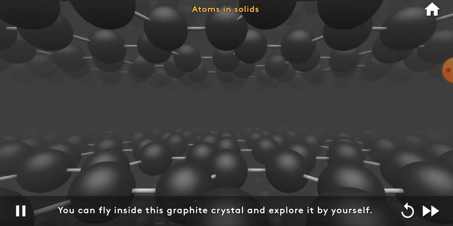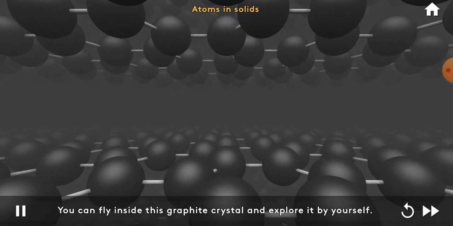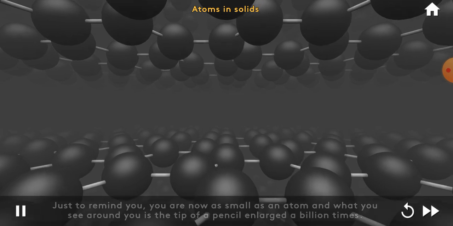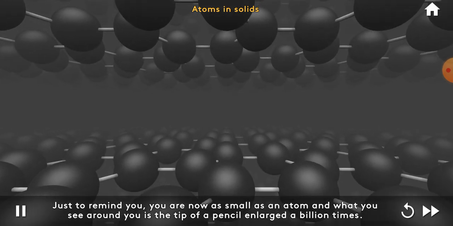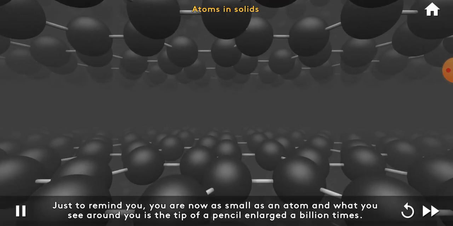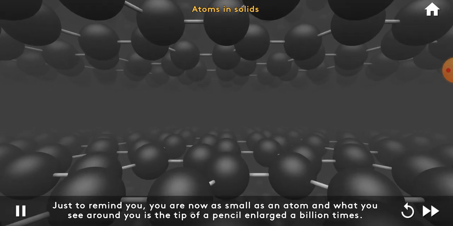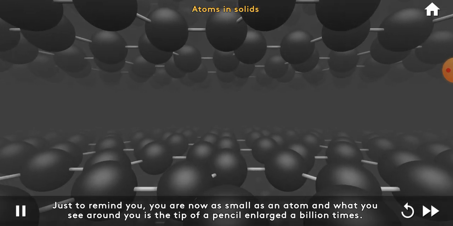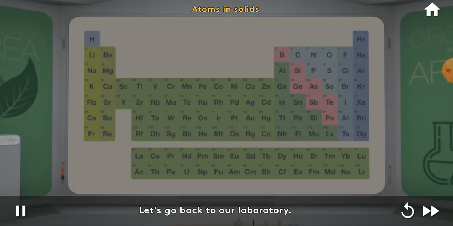You can fly inside this graphite crystal and explore it by yourself. Just to remind you, you are now as small as an atom, and what you see around you is the tip of a pencil enlarged 1 billion times. Let's go back to our laboratory.